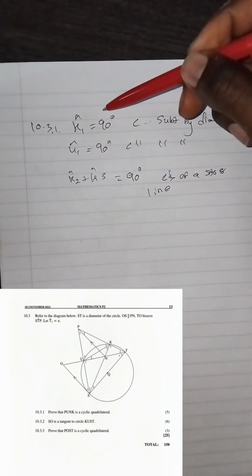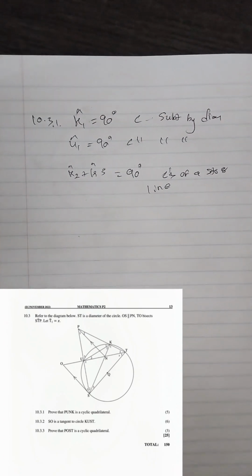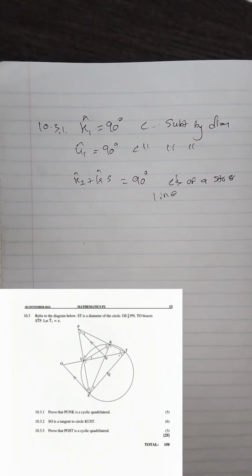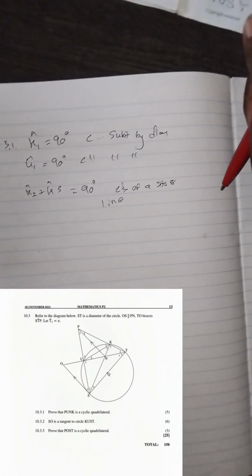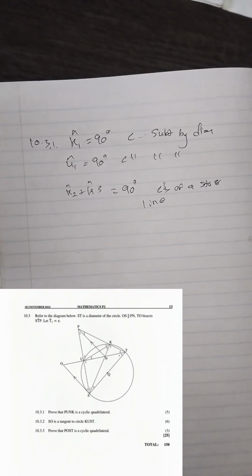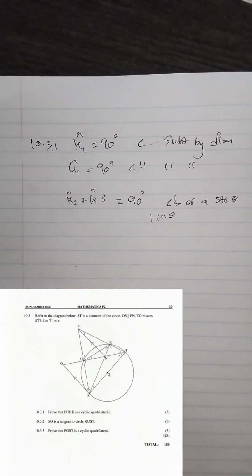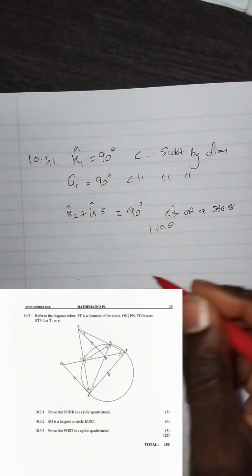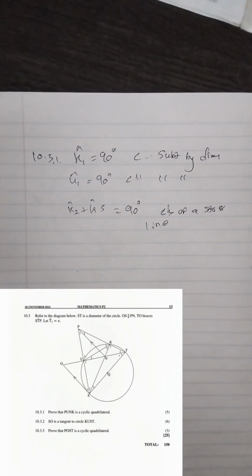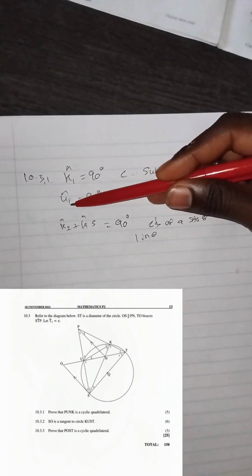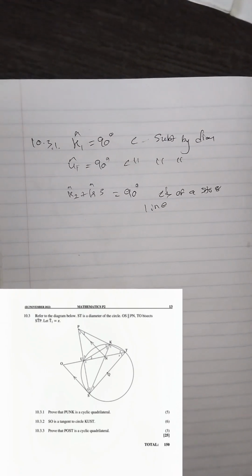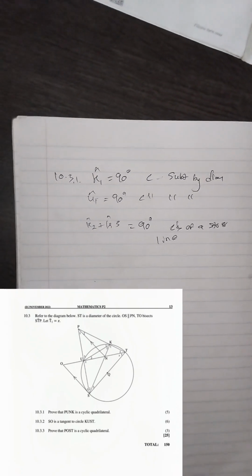K1 is 90 degrees. So if you do angles on a straight line, K1 plus K2 plus K3 is equal to what? 180. Because we want to prove PUNK is a cyclic quad, we transpose everything that is not K1 to the other side and make K2 plus K3 the subject of the formula. U1 is equal to 90, and K2 plus K3 is equal to 90.